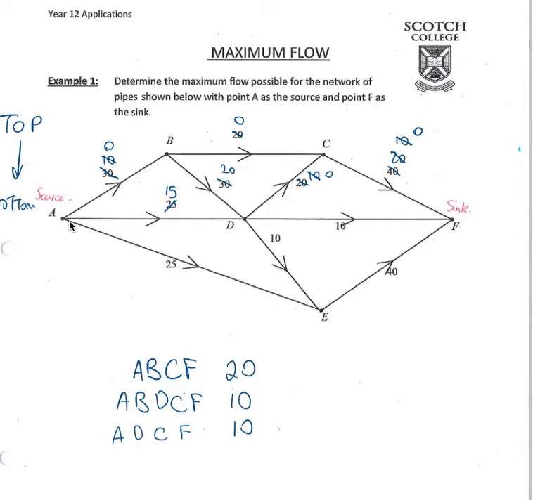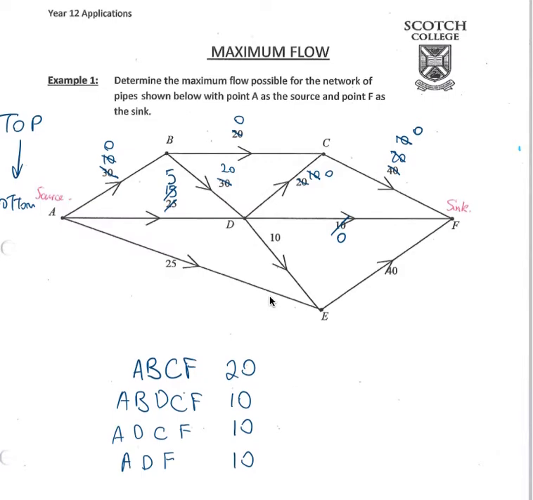We can still use A to D. We can't use C to D anymore. It's used up, but we can go straight across. Our new path is A, D, F, connecting the source to the sink, and we can push 10 through this. Deduct 10 off both of these. Now we can see DF is busted.